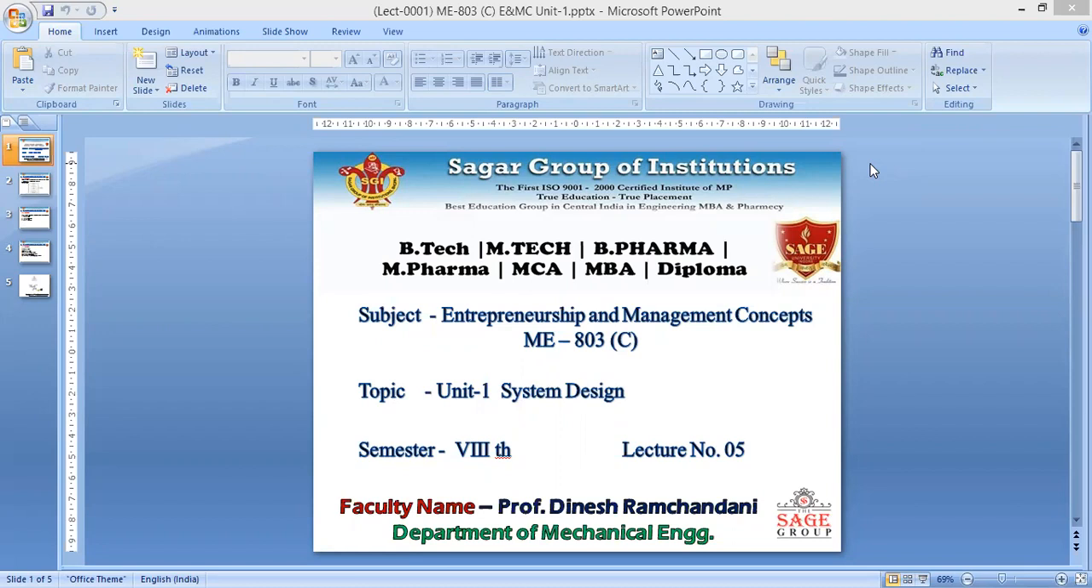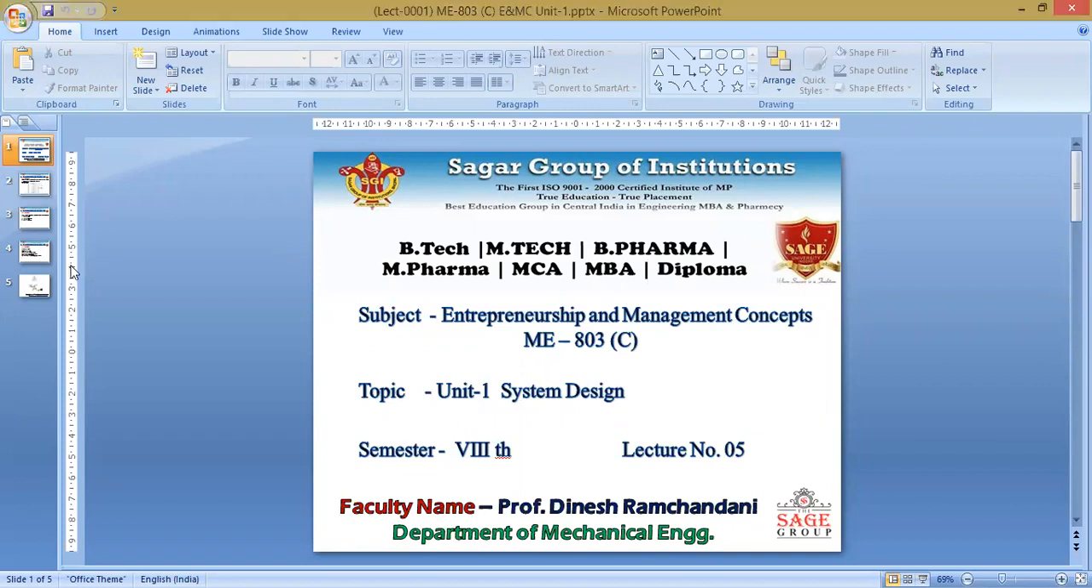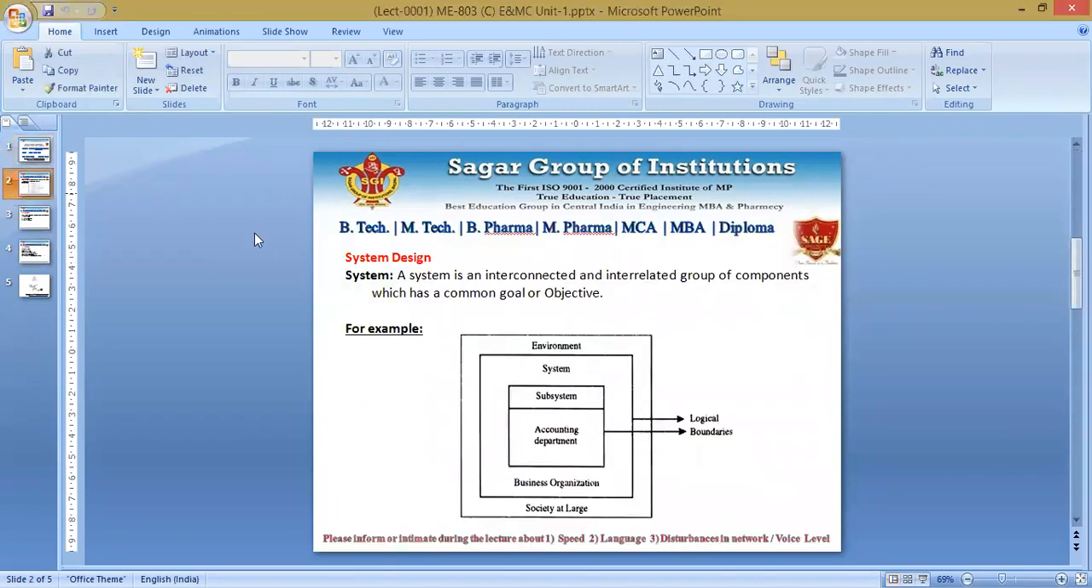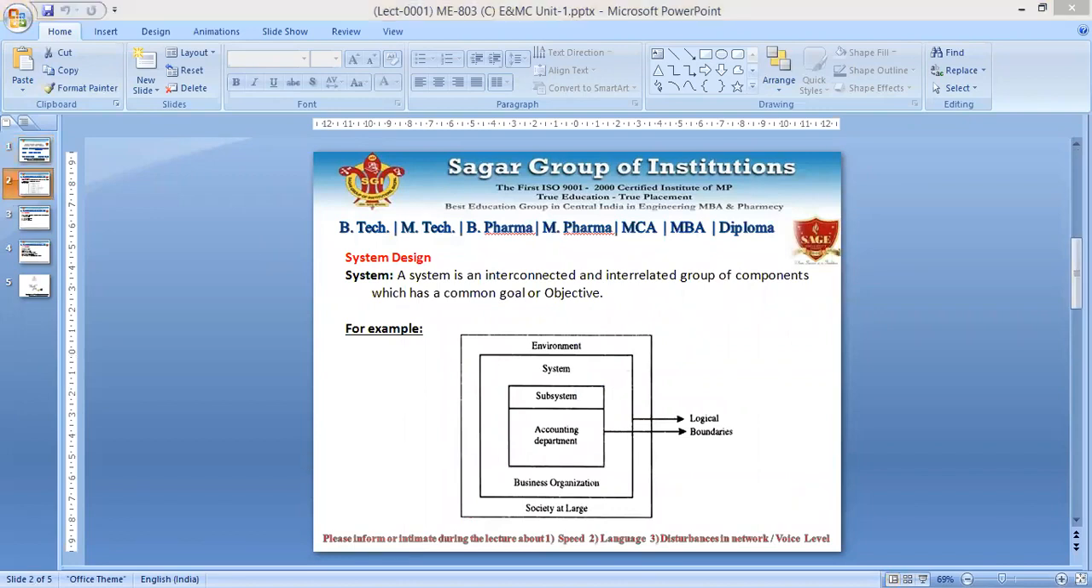Welcome to 8th semester. Now, what is system and what is system design? Let us understand first, and hope you are keeping yourself safe and sound. Now, let us see what is system and how to design a system to get the maximum output in terms of productivity, profitability, and everything. This subject involves entrepreneurship and management concepts. So initially we are starting with management concepts, that is the system.